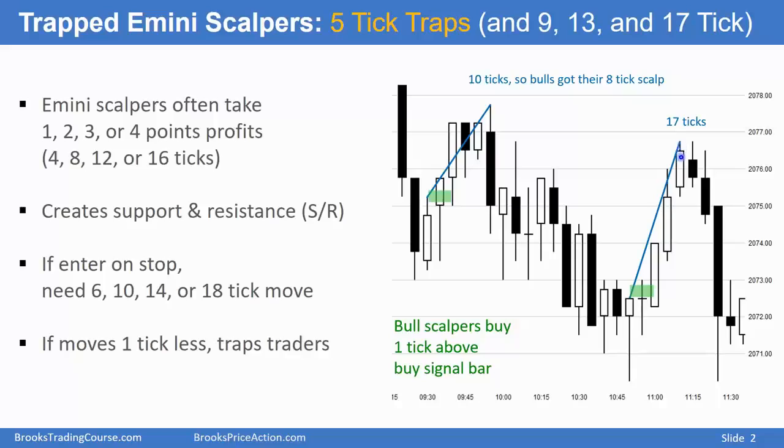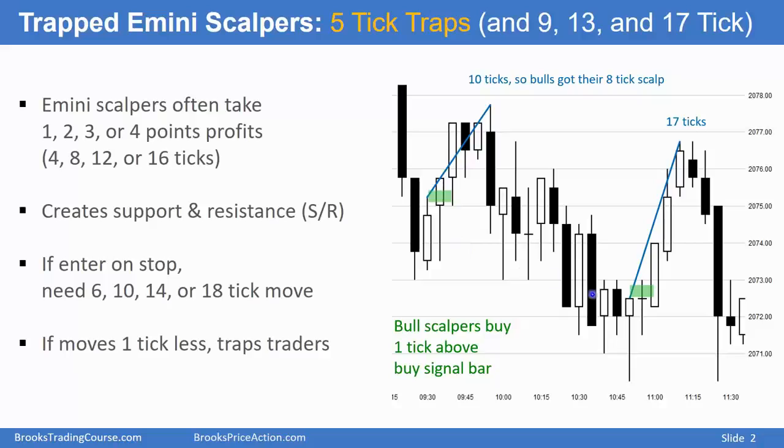A lot of times, traders will look at a chart like this and say, well, it's a possible 4-point swing, but maybe it won't hit 4 points. I'll place my limit order 1 tick lower. So they'll try to get out with 3 3/4 points profit. In other words, they'll try to exit with 15 ticks. And that is part of the reason why you get the 17-tick trap.